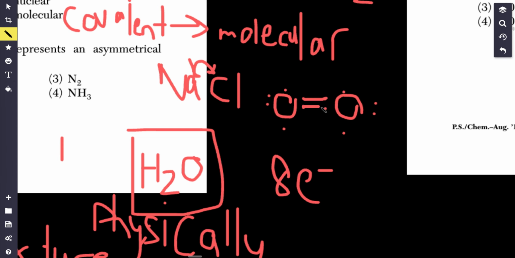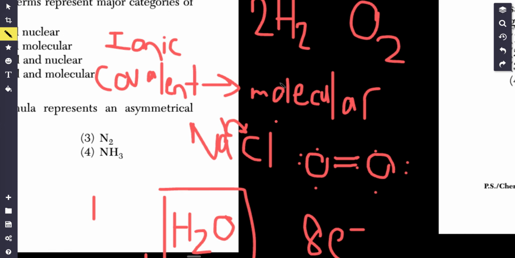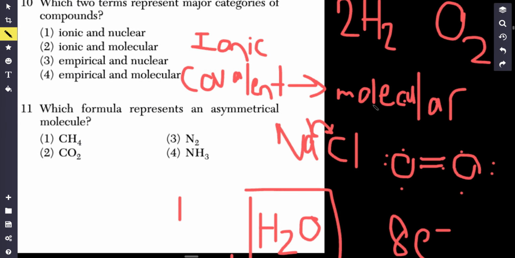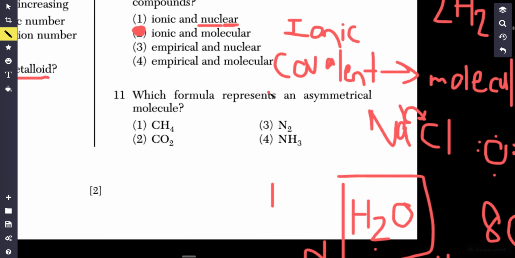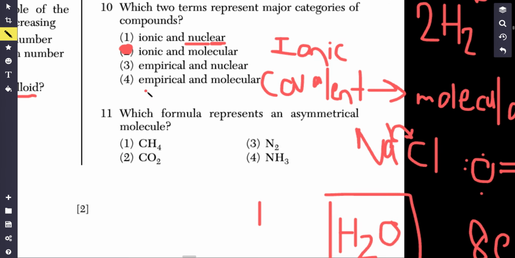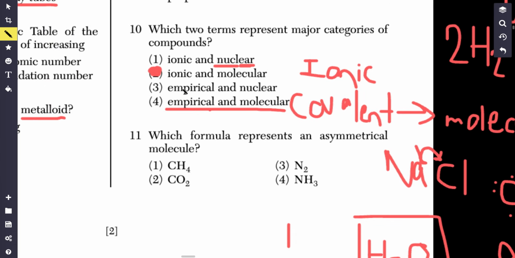Their sharing of electrons is denoted by a mark right over here. And, well, that is the main idea behind a covalent compound or a molecular compound. Nuclear compound, that would be pretty crazy, I'm not going to lie. Empirical and molecular compound. Let's just review these answer choices.